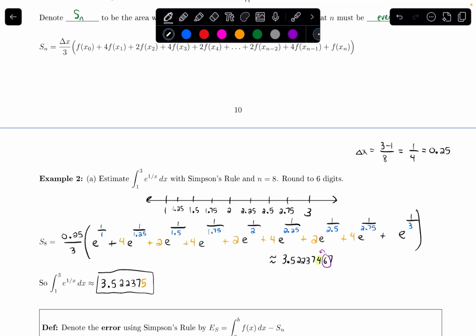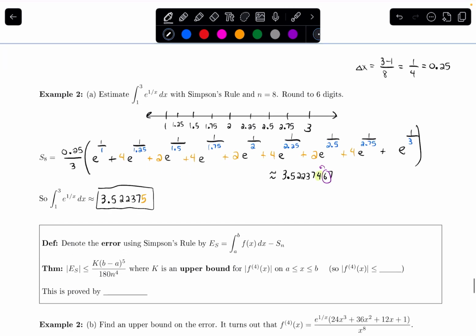Just like we did with the trapezoidal rule, we can talk about the error of our approximation with Simpson's. So I'm going to denote the error using Simpson's rule by E subscript S.